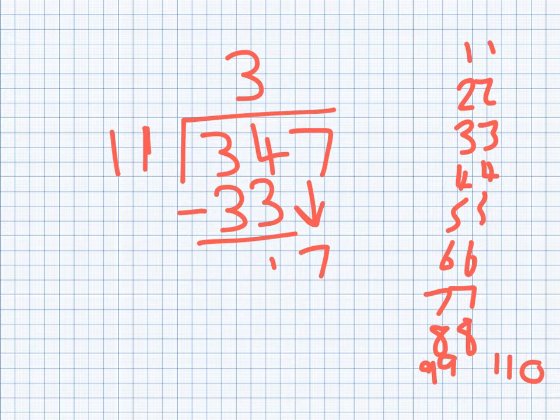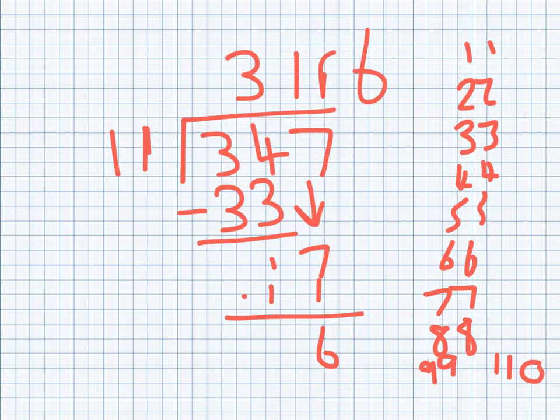So now I'm left with 17. How many times does 11 go into 17? Because I've written my times table here, I know that only 11 can go into 17. So I put a 1 at the top. 1 times 11 equals 11. Do my subtraction. 17 take away 11 is going to leave me with 6, and because I have no more numbers to divide, that's going to become my remainder.